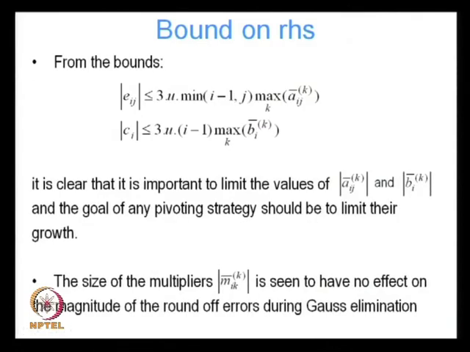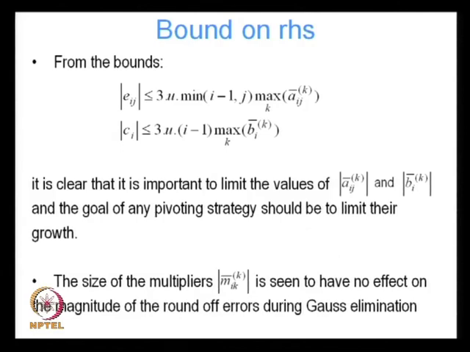So, summarizing, we have obtained bounds on Eij and on the right hand side Ci, and these bounds have the following form. Now, it is clear that if these errors are going to be small, then these bounding values must be small too, right. So, in order to bound these errors, these terms a bar ijk and b bar ik must be small. So, it is very important that whatever pivoting strategy we adopt should limit the values of mod of a bar ijk and b bar ik.